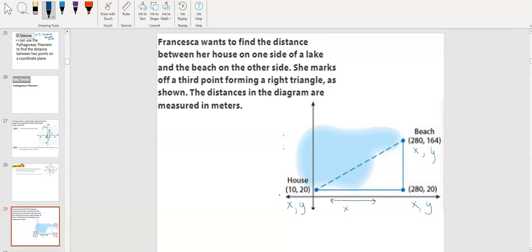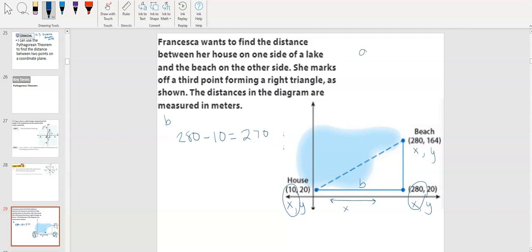So the distance of this line would be the x from the 280 minus the x from the house. That's going to tell me the distance of, let's call this b. So the distance of leg b is going to be 280, the x from this third point, minus the x here. Kind of like when we found slope and we subtracted those points, it's the same idea here. So I am going to subtract, and I get 270.